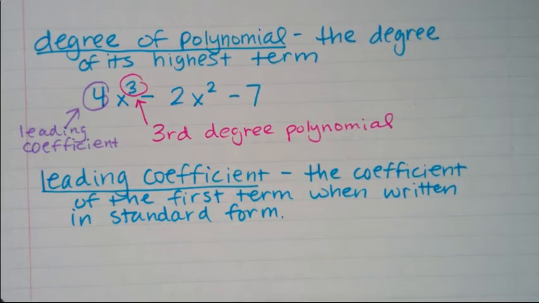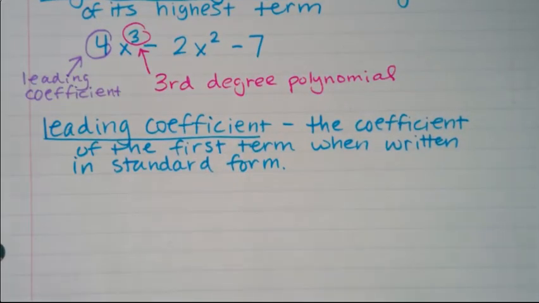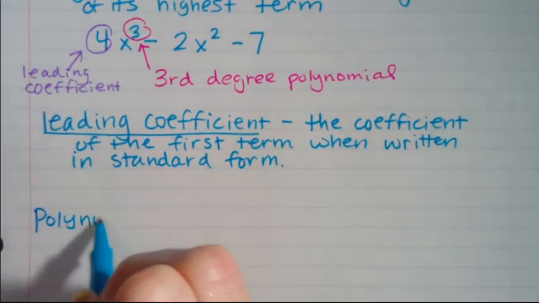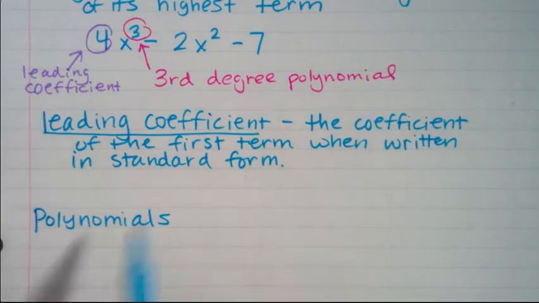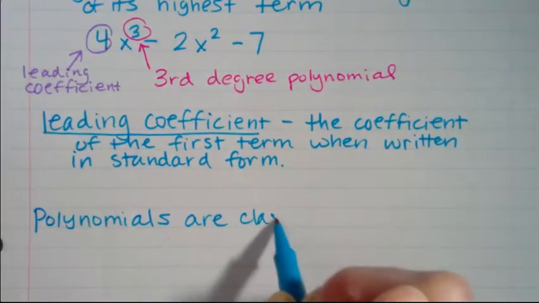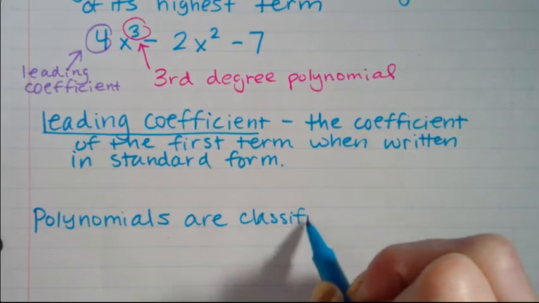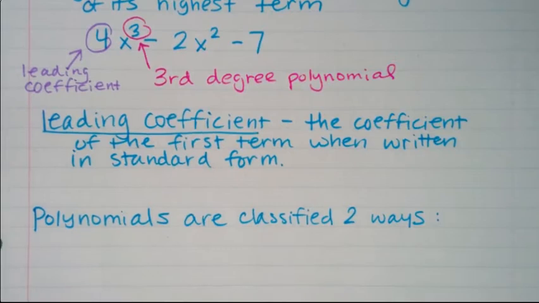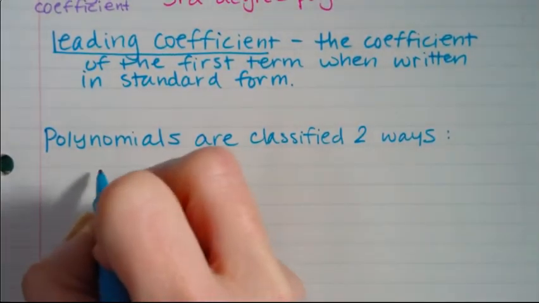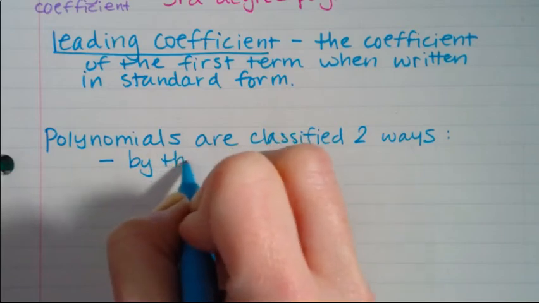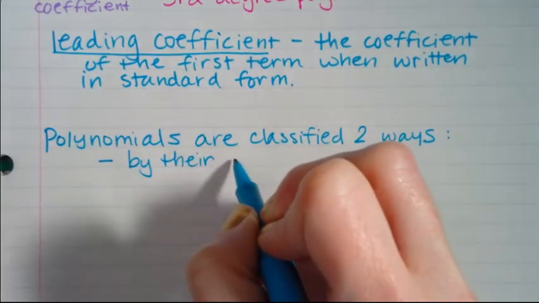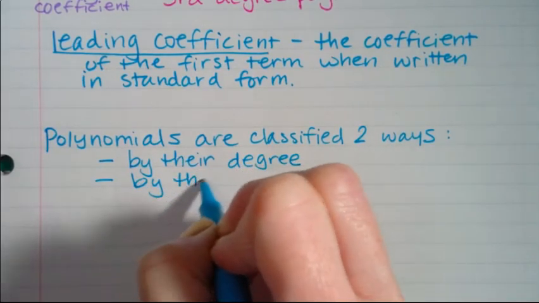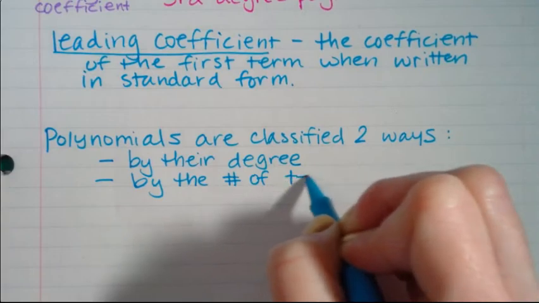All right, so there are classifications of polynomials. We're going to look at that next. So polynomials are classified 2 ways. One, by their degree, and by the number of terms.